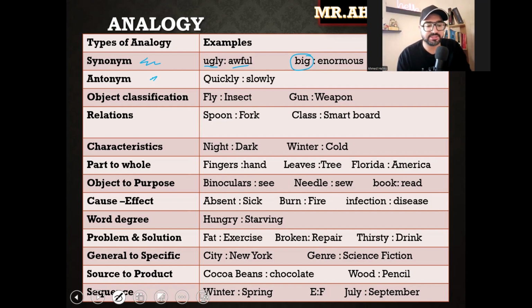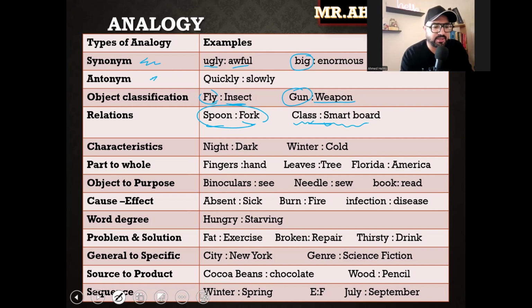And then we have object and classification. So you keep on asking yourself, what's a fly? A fly is an insect. What's a gun? A gun is a weapon. So what's the relation between spoon and fork? Both of them are used in food or in eating. So they belong to the same category or the same type. What is the relation between class and smartboard? They are both used in education. So things are related that serve the same purpose.